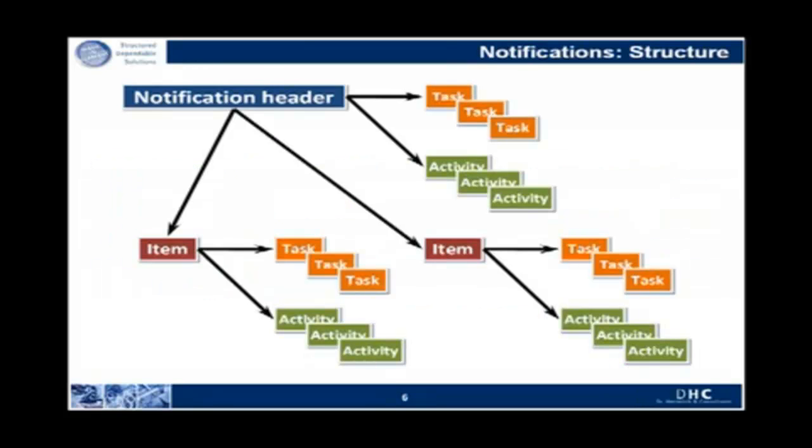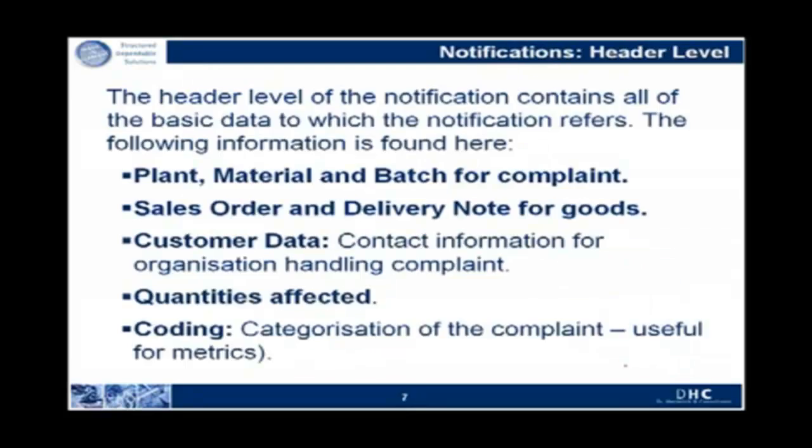So, as a result of this, this is the overall view of a notification structure. So as can be seen from the notification header, you can have tasks or activities directly assigned, or you can have items under that notification header, which again allow the same breakdown into tasks and activities as recorded. So moving forward, the header level will contain all of the basic data to which the notification refers.